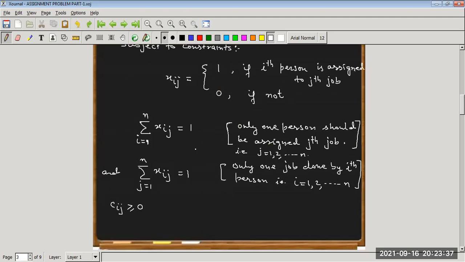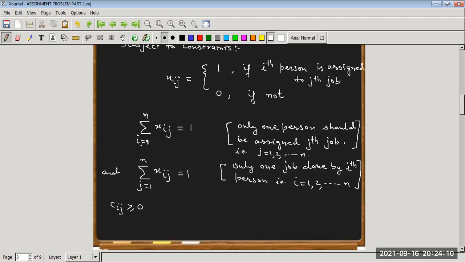What are those constraints? Xij is 1 if ith person is assigned to jth job, and 0 if not. So we have already discussed, if we assign jth job to ith person, then we put 1 in place of Cij. In that ith row, we put all other elements to be 0, and in the jth column we put all the entries to be 0.